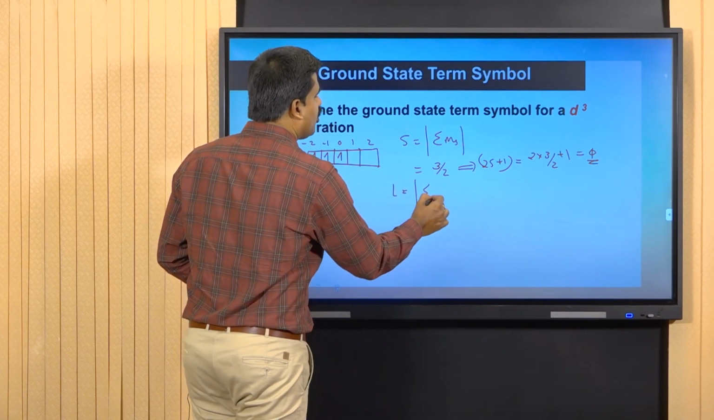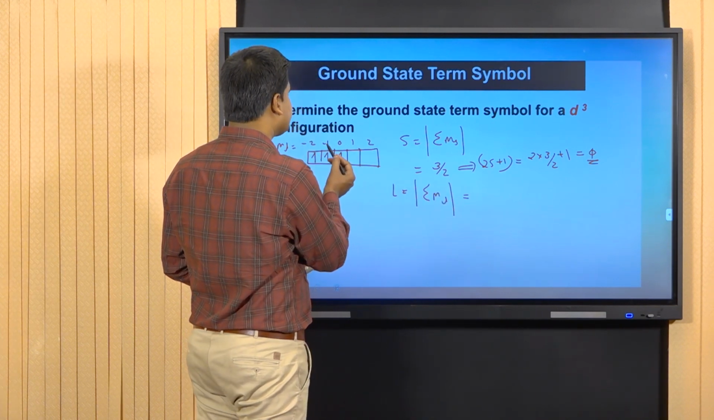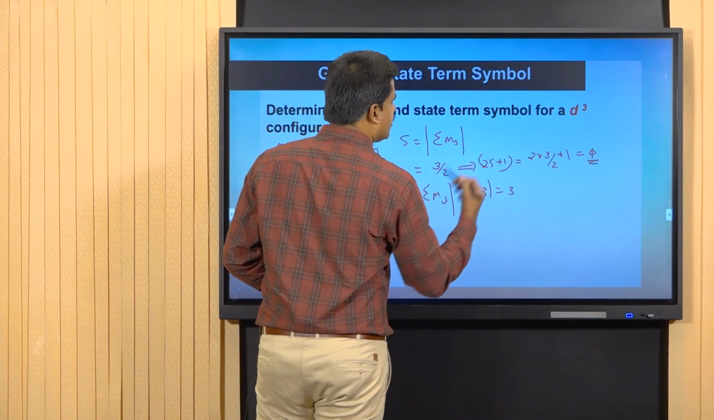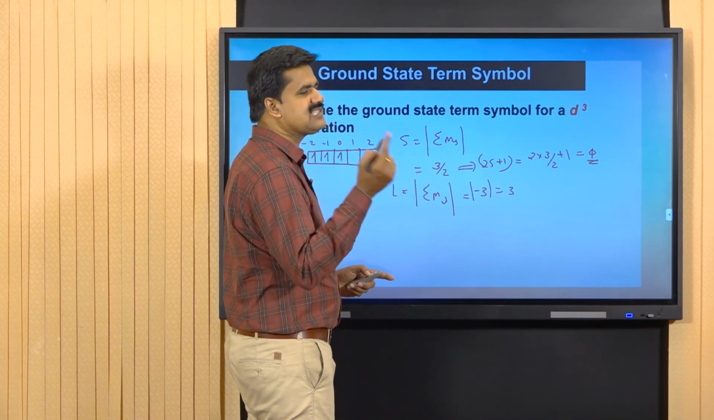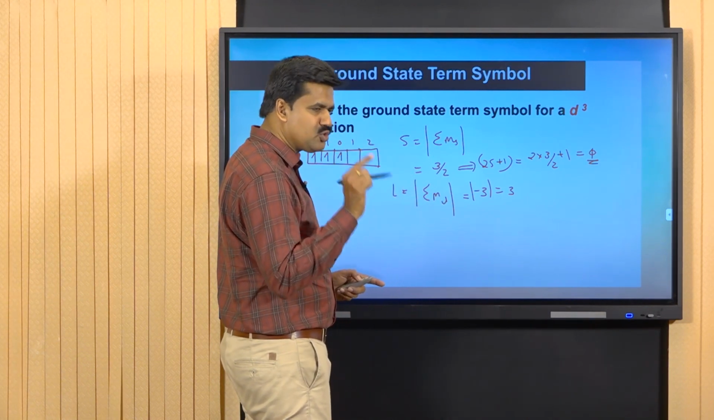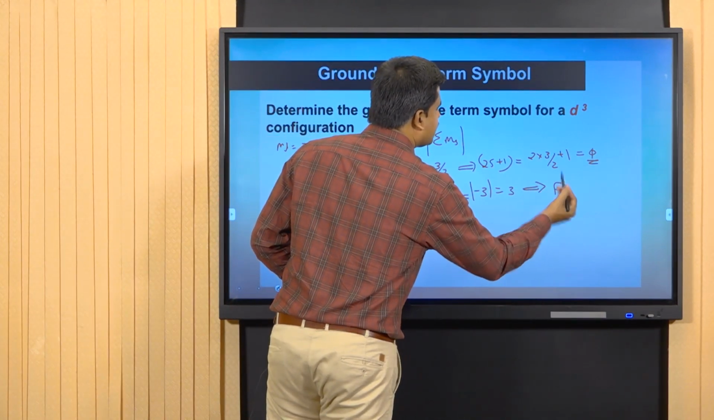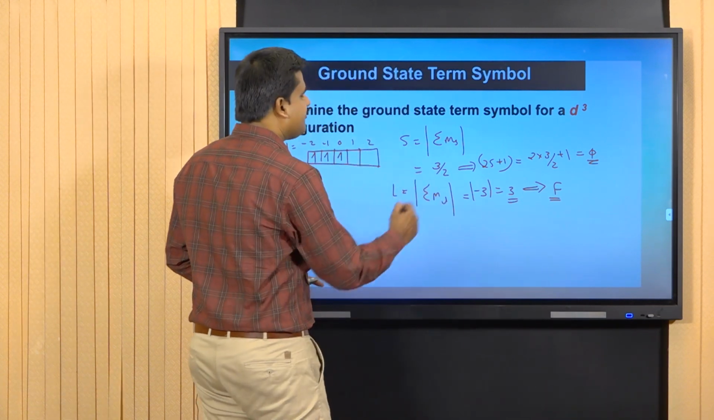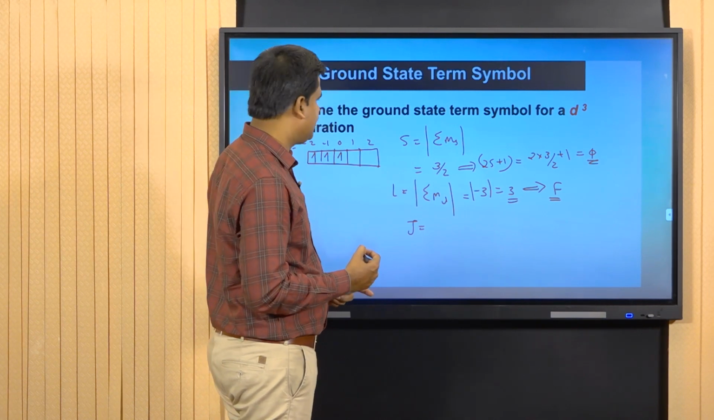Now we have to determine the value of L. L is equal to modulus of sigma ml. Sigma ml is equal to -2 plus -1 plus 0, that is equal to -3. Modulus of -3, that is equal to 3. L is equal to 0 S term, L is equal to 1 P term, L is equal to 2 D term, L is equal to 3, that is nothing but the F term. So L is equal to 3 and it implies F term. And we have to finally compute the value of J to get to the ground state term symbol.